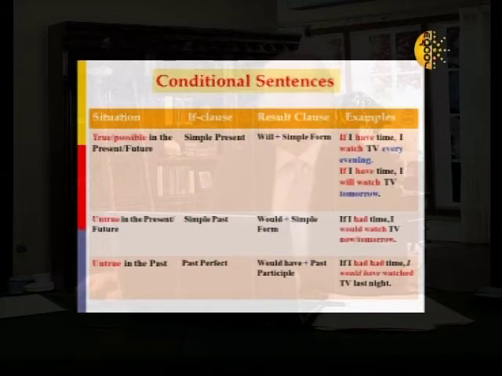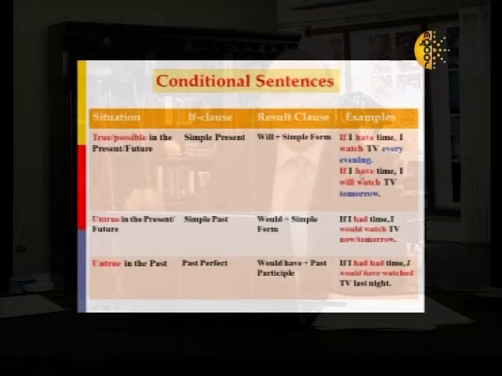So if something is very possible in the future, you use what? In the if clause, this part, if I have time. That's called the if clause because this is a clause. This is a dependent clause. Because it starts with if, you call it the if clause. If I have time, see, have is present tense, I will watch TV tomorrow.